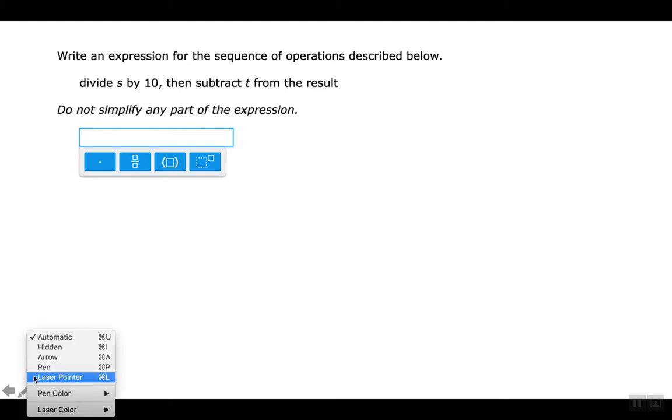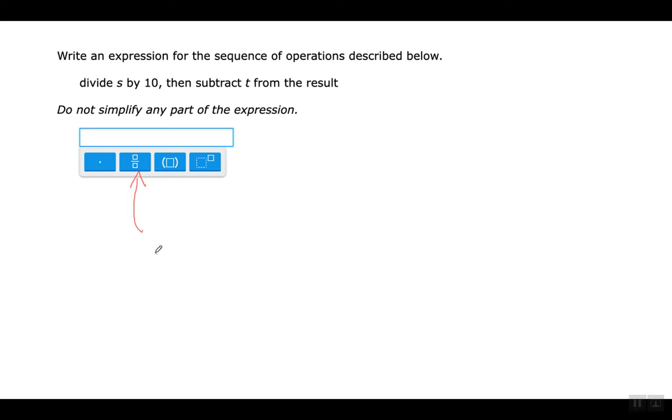All right, divide s by 10, then subtract t from the result. Okay, so listen, this one, these could get a little tricky, right? First of all, you could use this to write s, divide s by 10, then subtract t from the result. So you could write it that way if you use that button. Another way you could write it without using that button is to just put in parentheses s divided by 10 minus t.